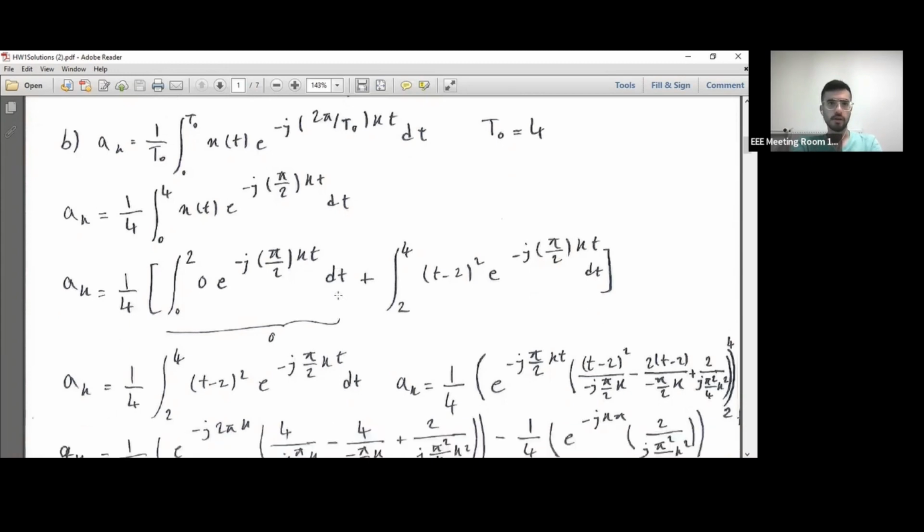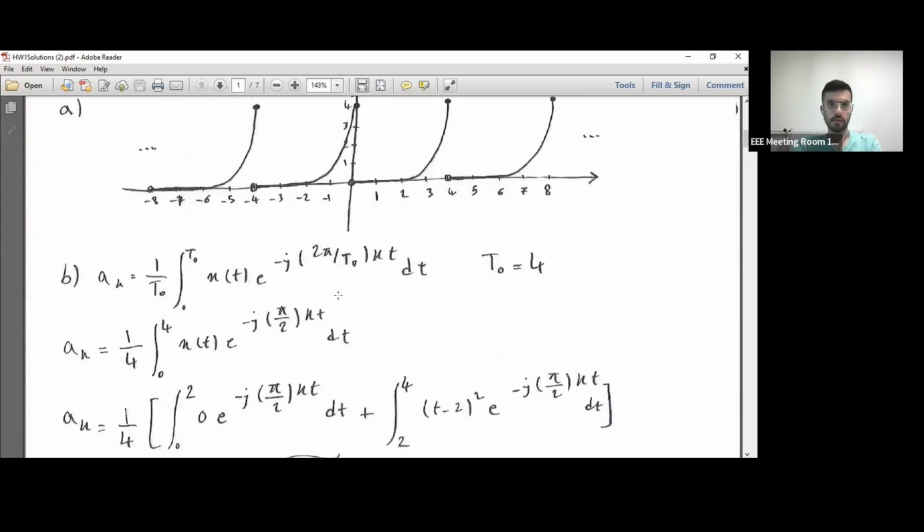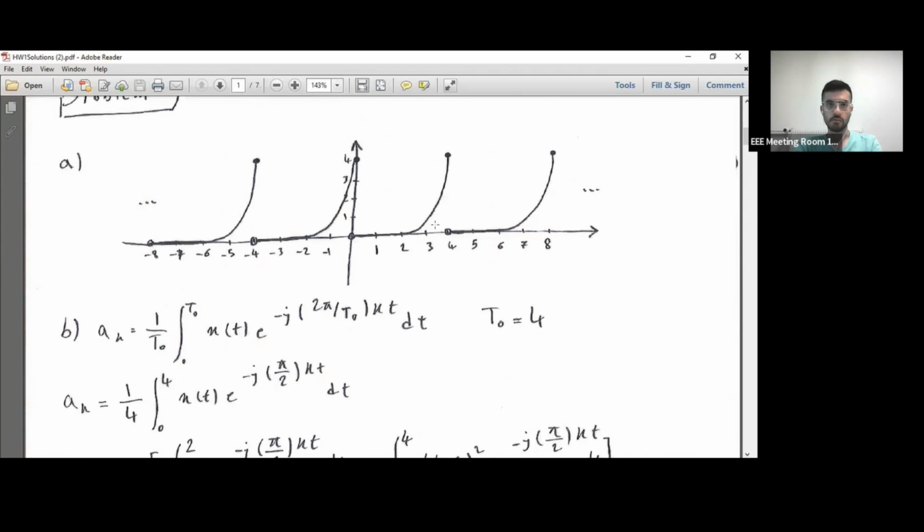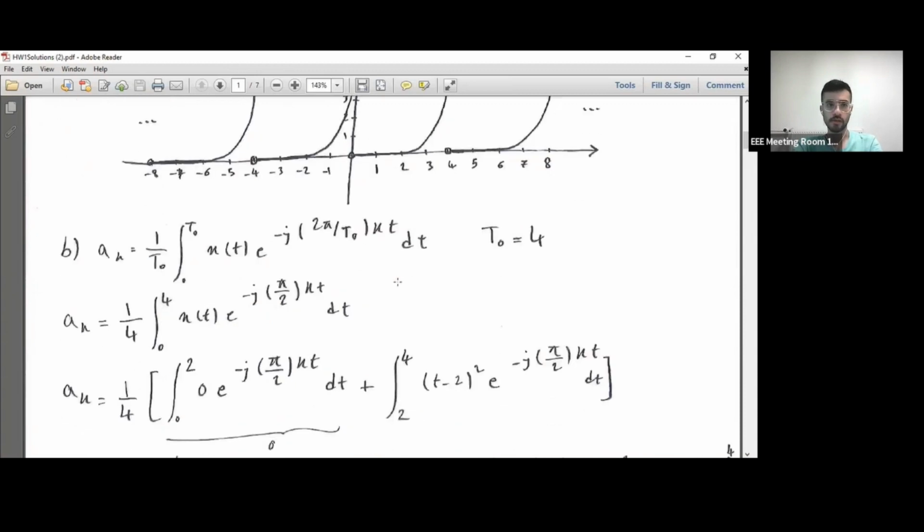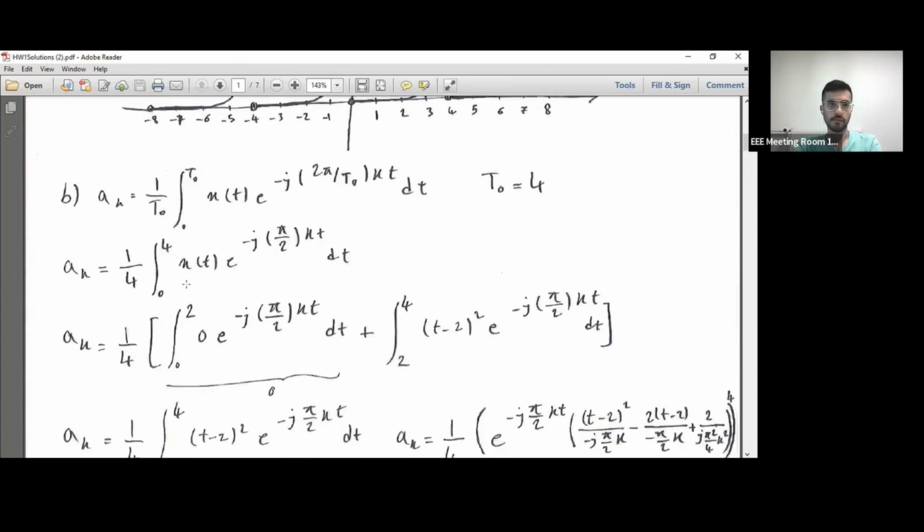What we need to do here is look at the graph. So as you can see here, from 0 to 2, we will have 0. So the answer from 0 to 2 should be 0, because here x of t is 0.